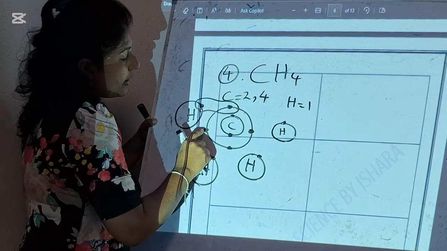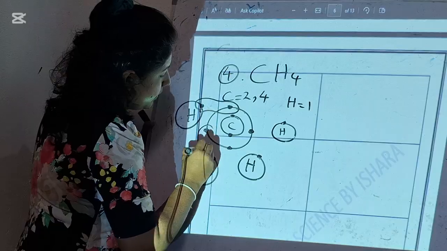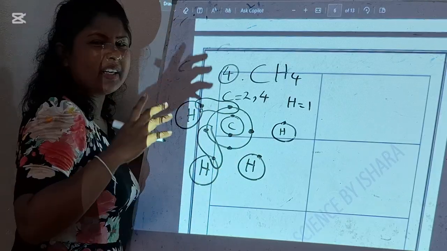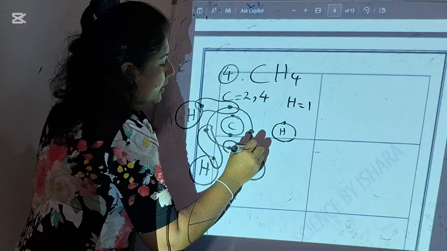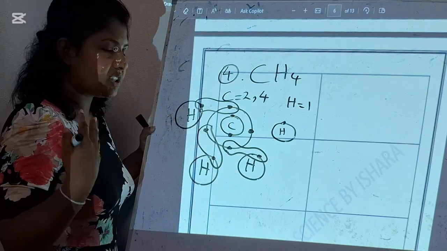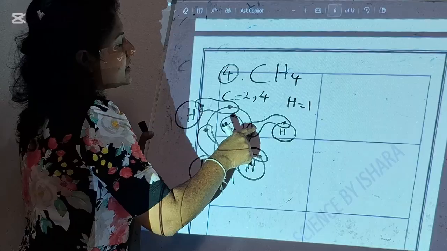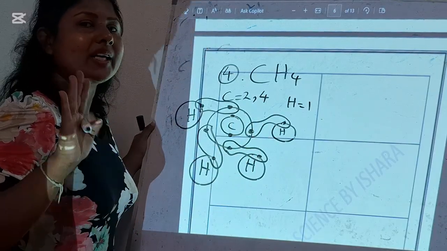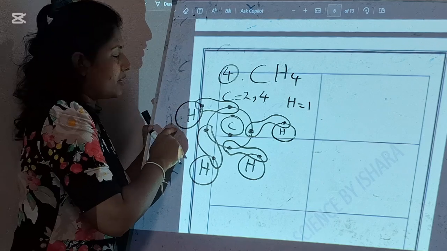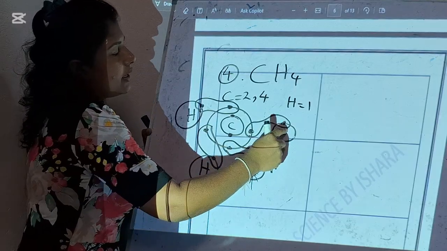First bond. Look at carbon 1 2 3 4 5. Still not. Another bond. 1 2 3 4 5 6 around carbon. Still not stable. Another bond. 1 2 3 4 5 6 7. Still not. Make one more bond like this. 1 2 3 4 5 6 7 8. Carbon now contains 8 electrons because of sharing the electrons. Around each hydrogen 1 2.